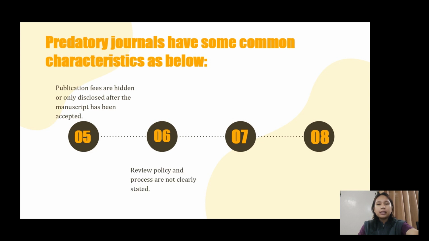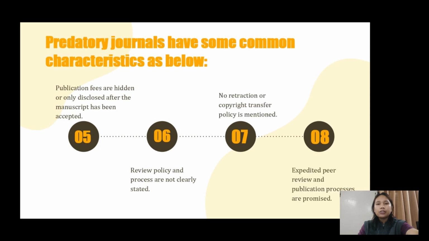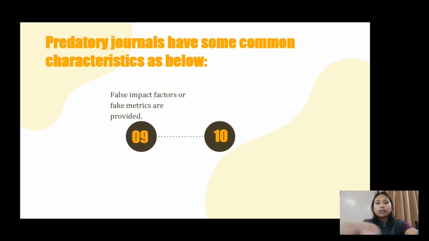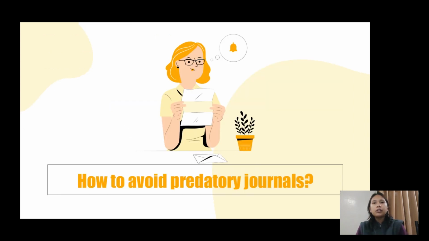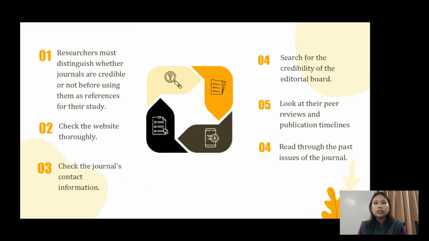6. Review policy and process are not clearly stated. 7. No retraction or copyright transfer policy is mentioned. 8. Expedited peer review and publication processes are promised. 9. False impact factors or fake metrics are provided. 10. Low publication fees. To avoid predatory journals, assess the credentials of journals and publishers before submitting the manuscripts.